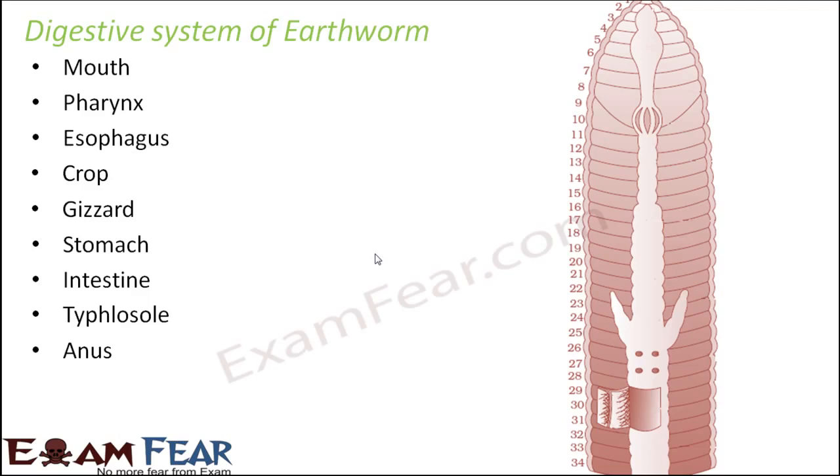Now out of these there are many organs which you already know. For example, some of these organs are common in human beings. For example, mouth, pharynx, esophagus, stomach, intestine, anus, all these are present even in human beings. So there are three new organs which will get introduced: crop, gizzard, and typhlosole. What are they? We'll see that very soon. So now we will start understanding each of these organs and we will see their function. And then when we discuss all of them, then you will get to know the process of digestion as well.